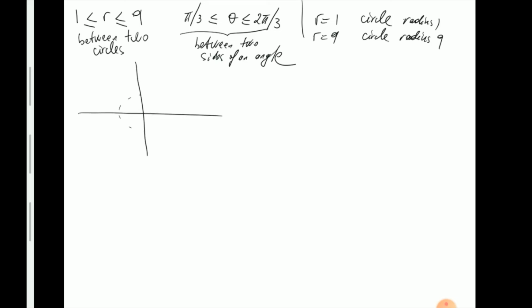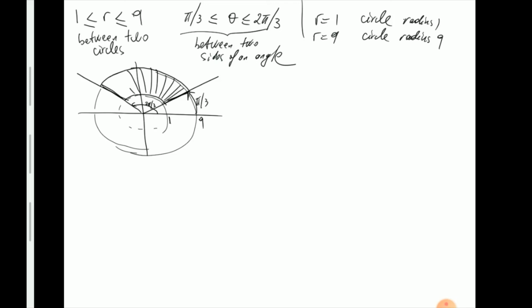You can start by sketching with a dotted line, because it's not going to be the full circle. Imagine you have the two concentric circles between 1 and 9, radius 1 and radius 9. And then identify the bounds for theta. So pi over 3 is over here, let's say. 2 pi over 3 is going to be over here. So between the circles of radius 1 and 9, and in between these two angles. And that gives me this piece of the region here.